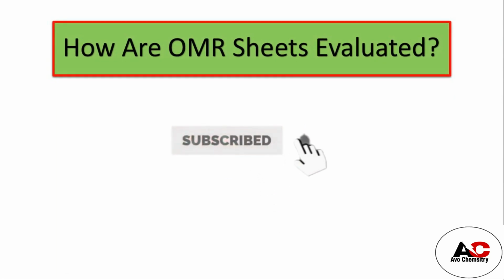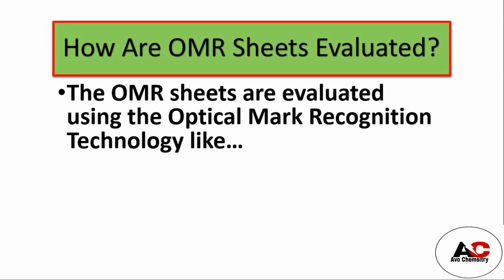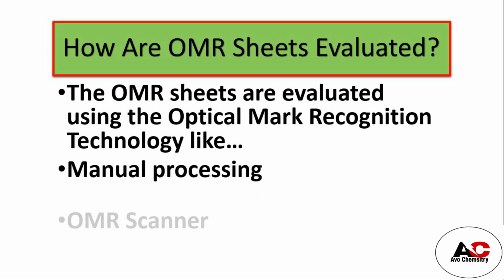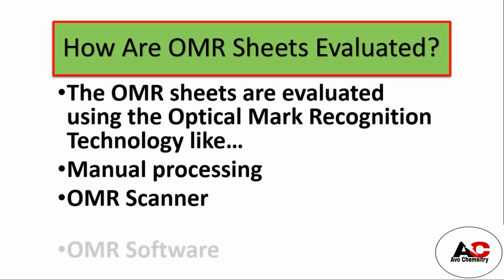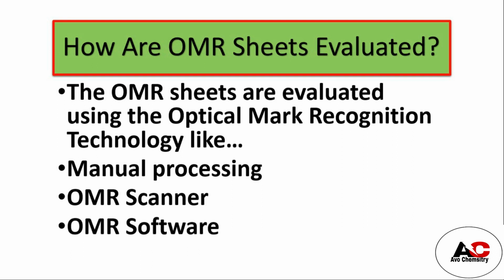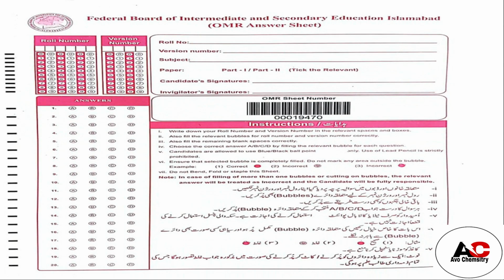How are OMR sheets evaluated? The OMR sheets are evaluated using optical mark recognition technology like manual processing, OMR scanner, and OMR software. This OMR sheet is given by the Federal Board.